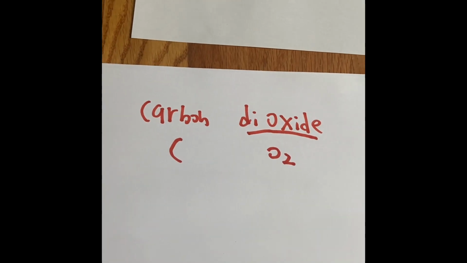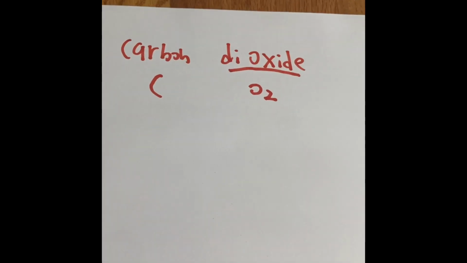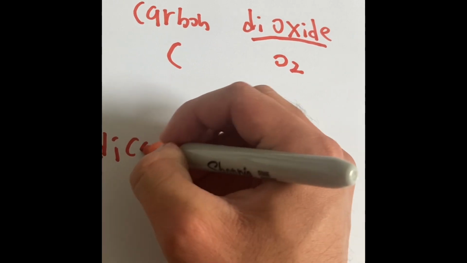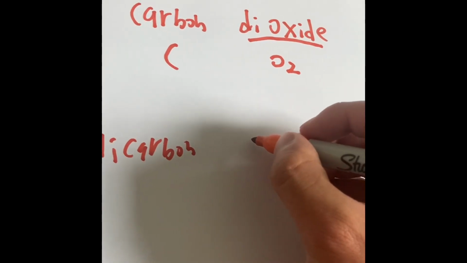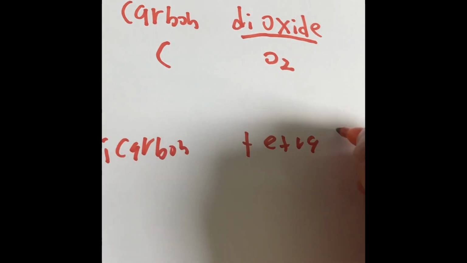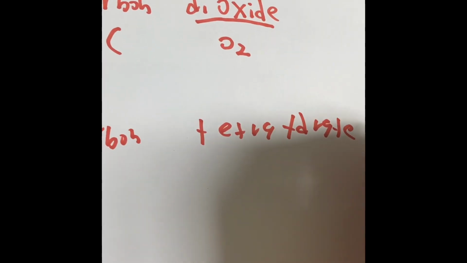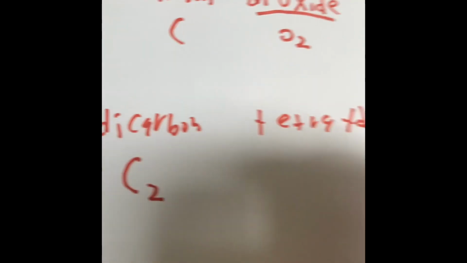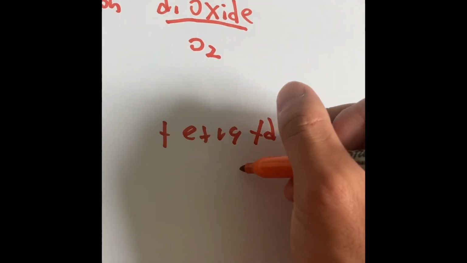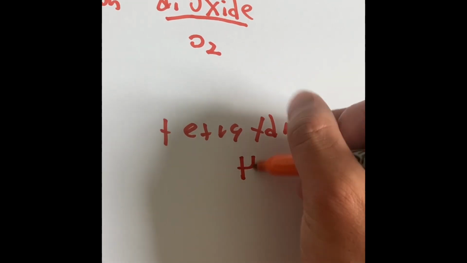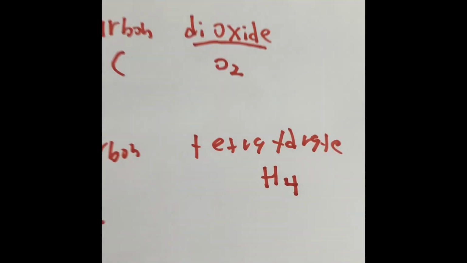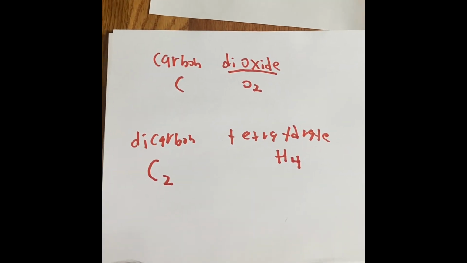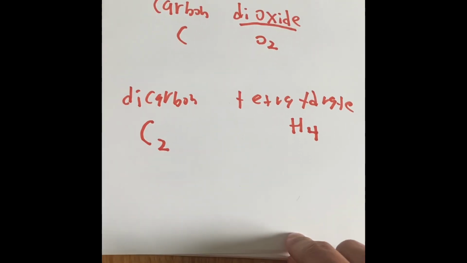Sometimes we might want to change things too. Sometimes we can put the prefixes in the front and the back too. So why don't we say dicarbon, and we're going to say tetrahydrate. And that is going to be represented as carbon with 2 atoms, and tetrahydrate is going to be H4, hydrogen of 4. This is going to be a special kind of covalent bond, but we're going to talk about that in the next video, so stay tuned.